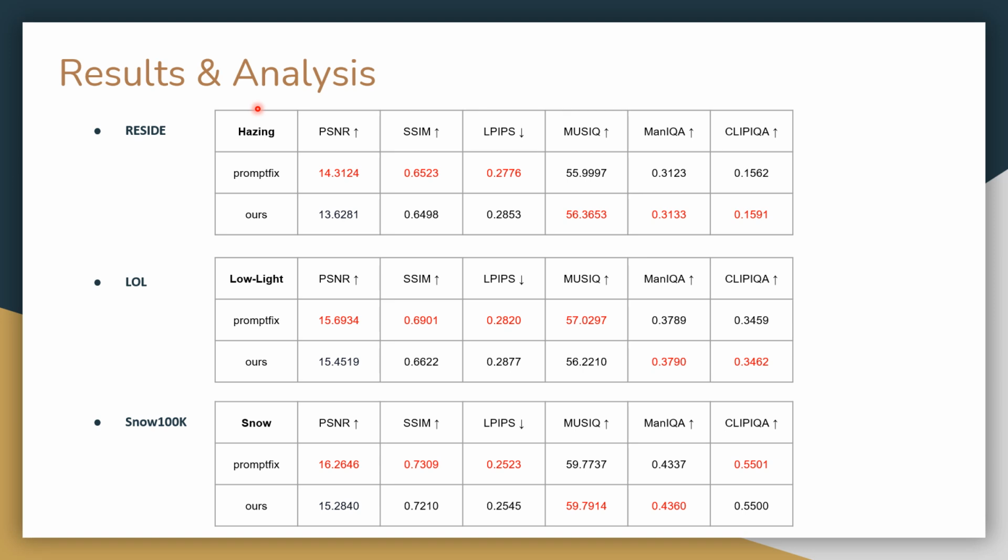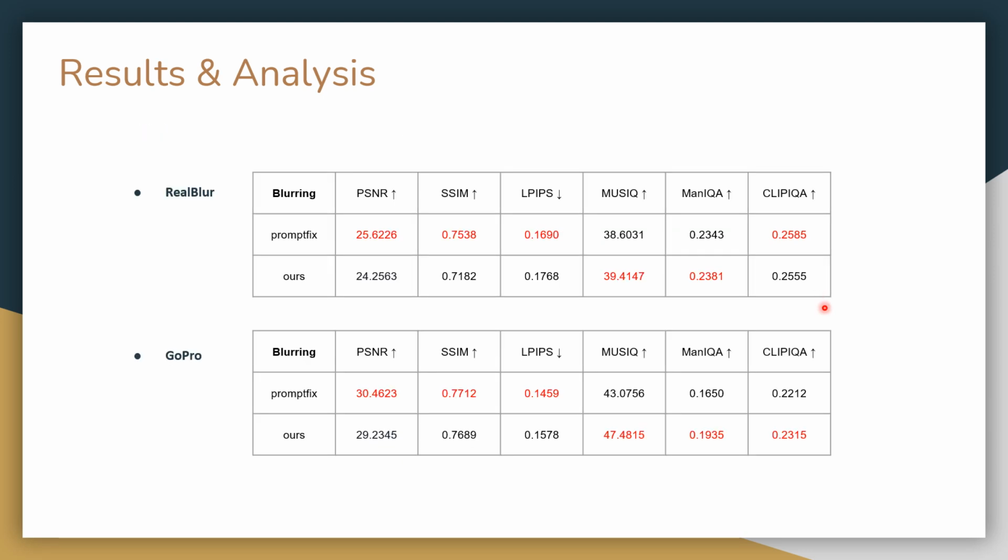Our results outperform the original PromptFix model across various tasks such as low-light enhancement, dehazing, and desnowing, particularly in terms of human visual perception. However, traditional metrics like PSNR show no improvement. For deblurring, we notice the same pattern as well.